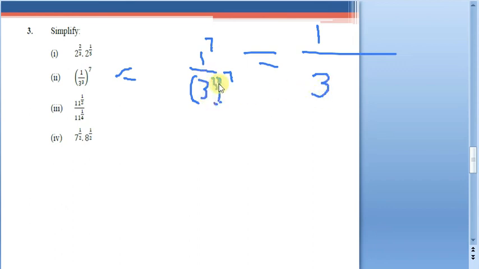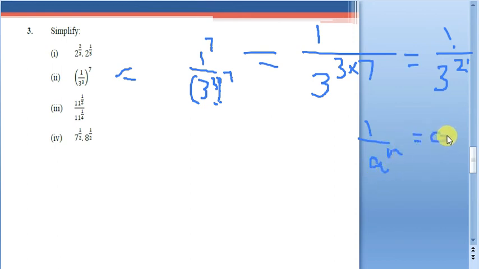Why? Because just see the denominator alone, in which form it is: a power m whole power n. So that is why it is a power mn, that means 3 power 3 into 7. That is why 1 by 3 power 21. So now we already know that 1 by a power n is the same as a power minus n. If you want to leave it at this step, there is no issue, we can just leave it.